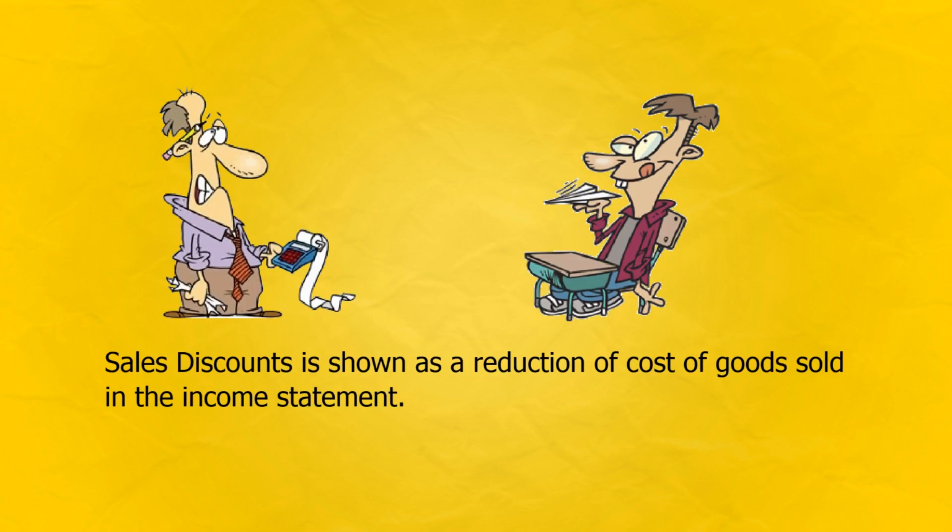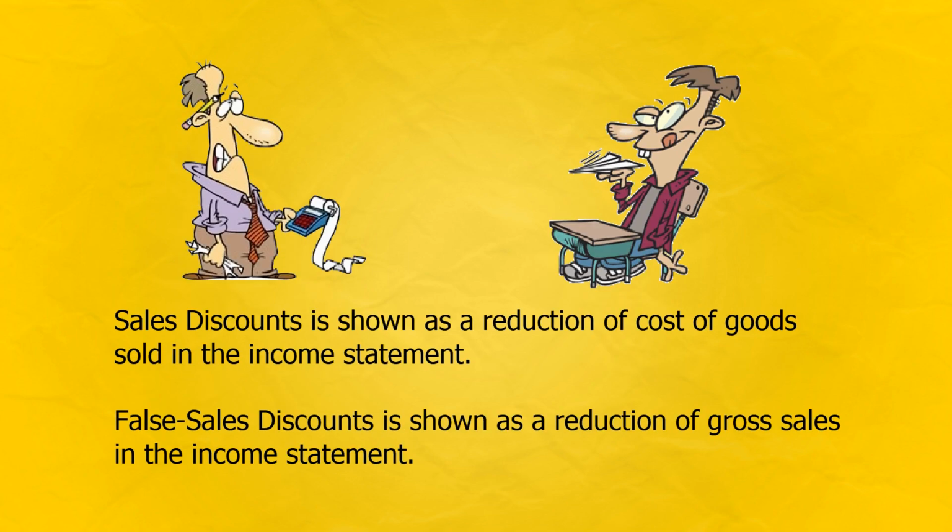On a classified balance sheet, current assets are customarily listed in the order in which they are expected to be converted into cash. True.